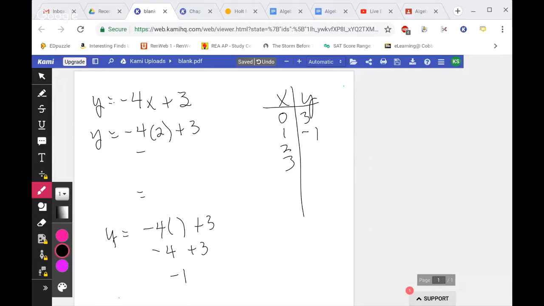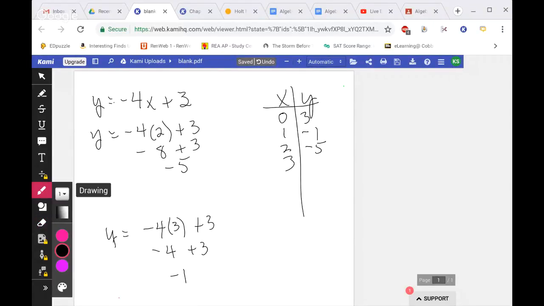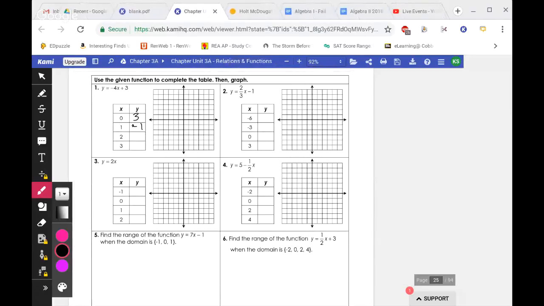So I've got 2. So I've got negative 8 plus 3. So that's going to be negative 5. And then I'm going to plug in a 3. So that's going to be negative 12. And negative 12 plus 3 is negative 9. So I've got negative 5, negative 9.